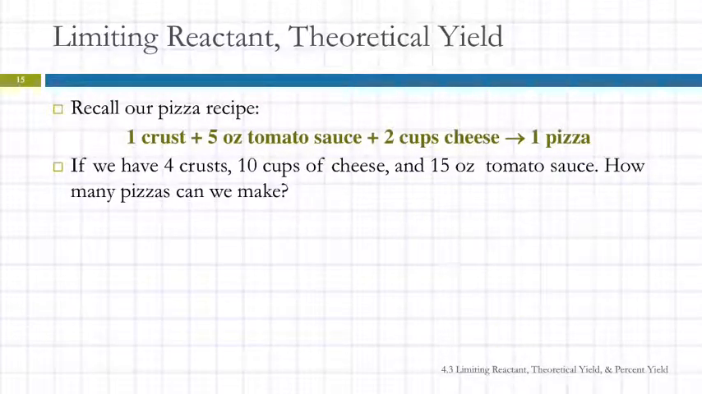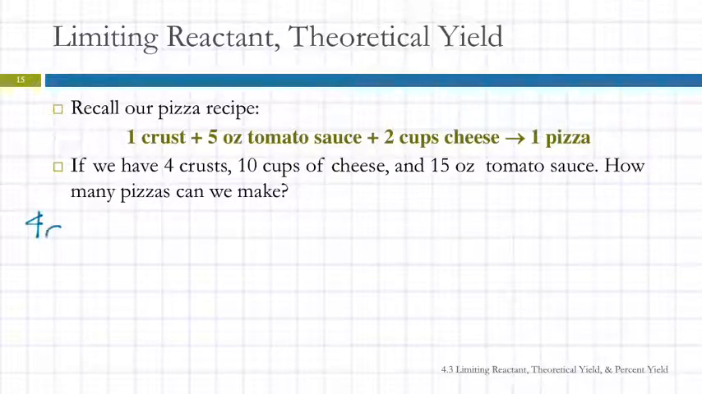I hear 4. I hear 2. How do we figure this out? We'll have to stop making pizzas when we run out of an ingredient, right? So one thing we could do is we could start with the first ingredient and see, well, how many pizzas could we make using all of those? Well, that one's kind of easy. It's 4, right? But we could write that out.